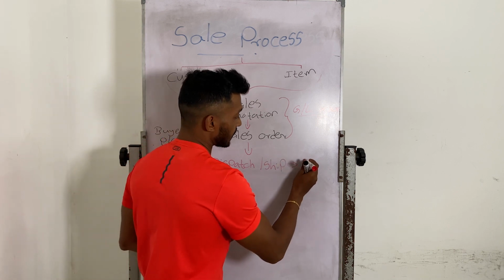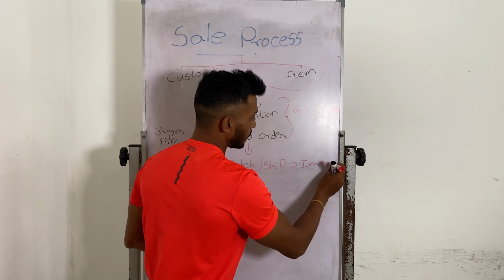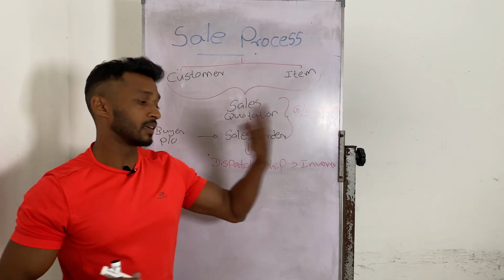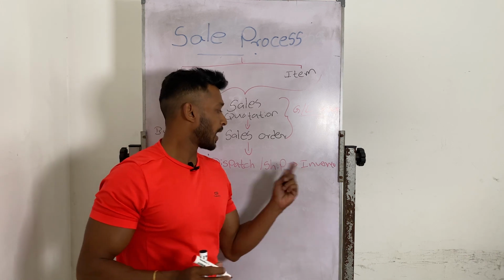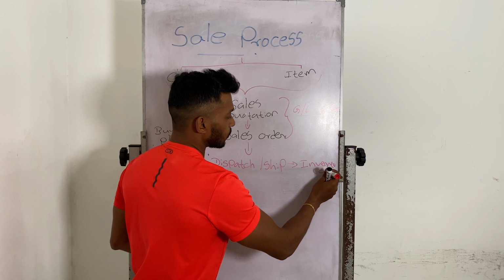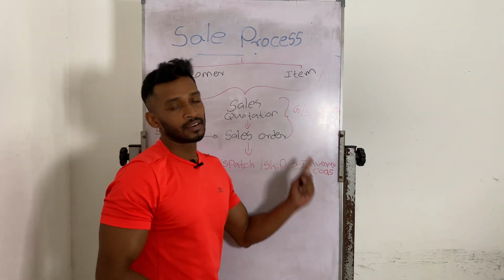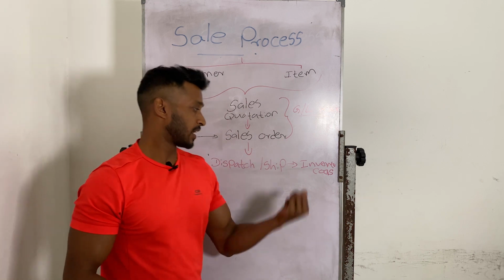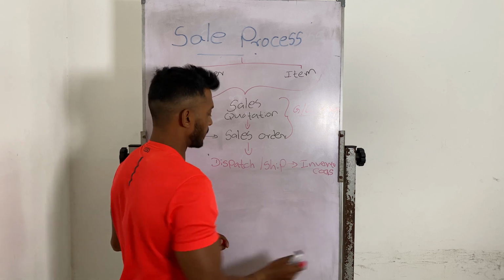Mainly we will get a double entry for inventory, because at this point we send our inventory, which means our inventory level goes down, and on the other side it will affect cost of goods sold. I'll explain all the double entries related to this process in my next video. Up to that, this is enough.